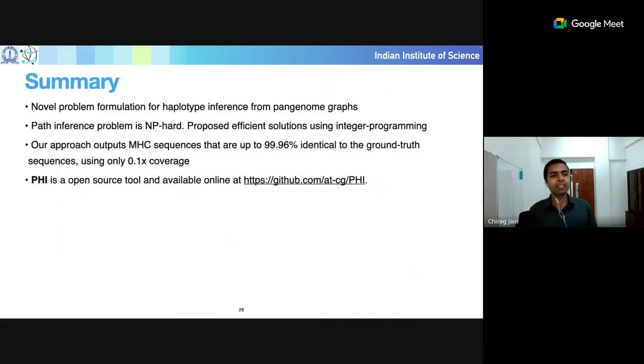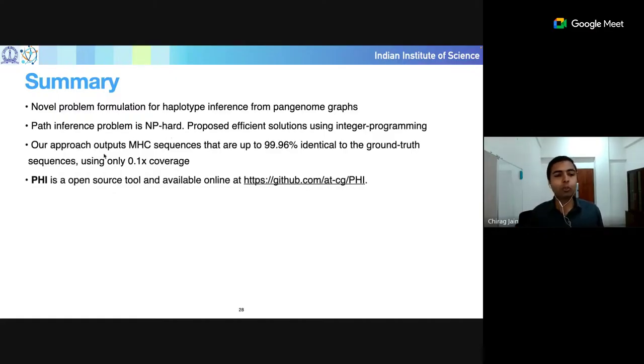To summarize, I showed you a novel problem formulation for haplotype inference from pangenome graphs, which can be useful for genotyping applications. This can address genotyping all kinds of variants, for example, SNPs, indels, large variants, and so on. We show that the path inference problem is NP hard through reduction from the Hamiltonian path problem. Subsequently, we developed efficient solutions using integer programming that can scale to the regions of interest in the human genome.